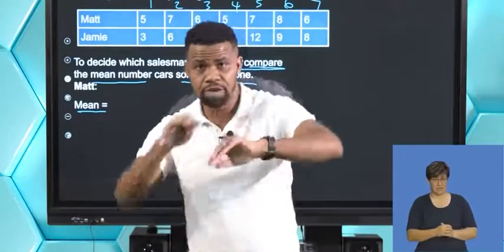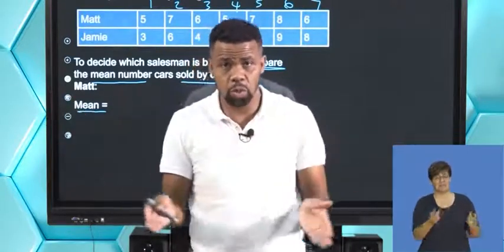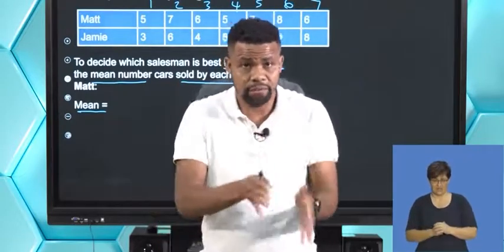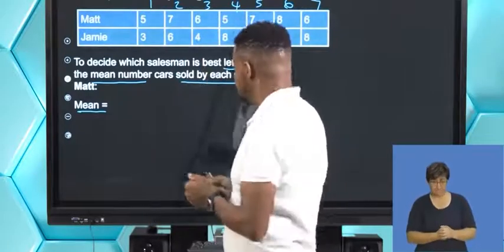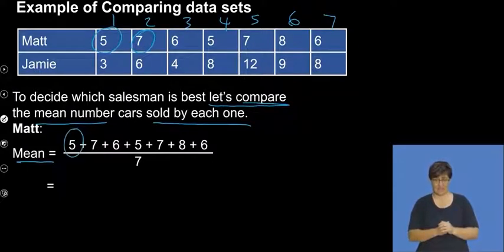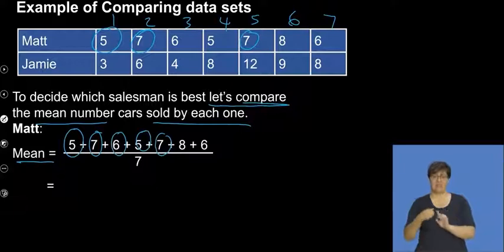we have to add how many cars they sold. Agreed? Divided by 7, because they were working for 7 days. Are we all together? So the mean for Matt: day 1 he sold 5 cars. Day 2, 7 cars, so it's 5 plus 7 plus 6 plus 5 plus 7. He sold 7 cars, 8 cars, and 6. Divided by 7 because it was working for 7 days.